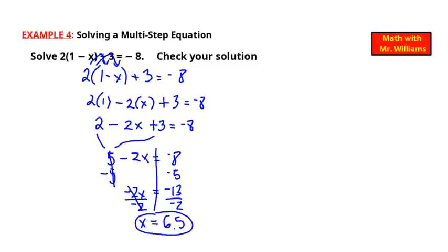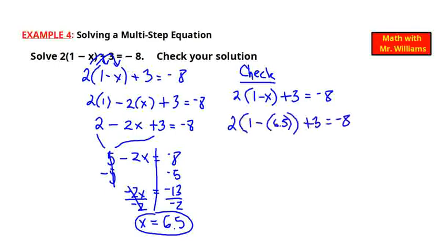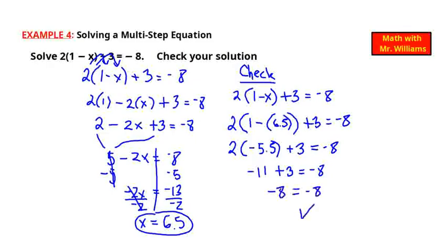It's a positive answer. All right, let's go ahead and check it. Okay, let's write down our equation. Let's substitute our number in. All right, inside parentheses happens first, so 1 minus 6.5. We're just in negative 5.5. Bring everything else down. All right, 2 times negative 5.5 will give us a negative 11. Negative 11 plus 3 more will give us a negative 8 equals negative 8, and it does check.